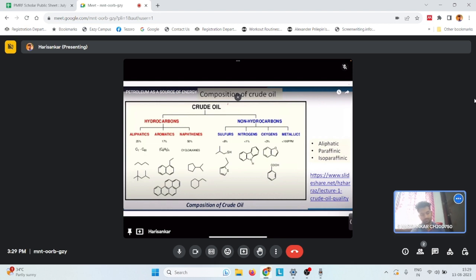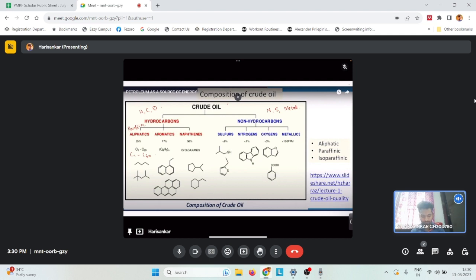So the crude oil composition. If you look at the crude oil composition, there are mainly two types of compounds present in crude oil. One is hydrocarbons, which basically means hydrogen and carbon, and then non-hydrocarbons, which can also contain something like nitrogen, sulfur, and metals. And in hydrocarbons, as I previously mentioned, aliphatics or paraffins usually will be somewhere around C1 to C60 carbon chain length, and they will be usually straight chain or branched chain aliphatic hydrocarbons.